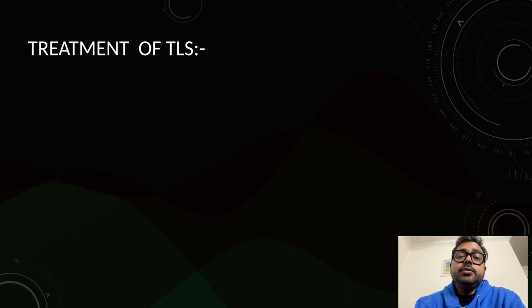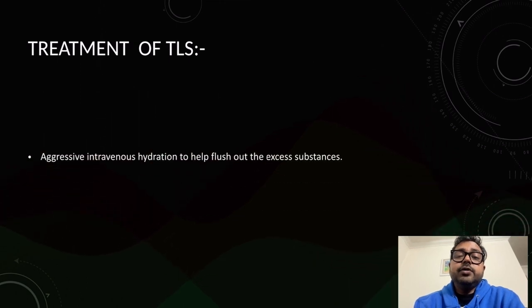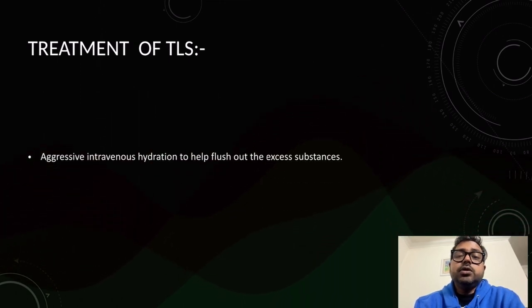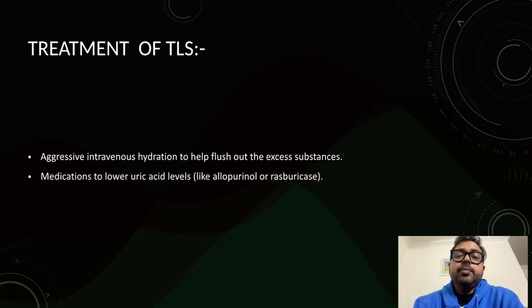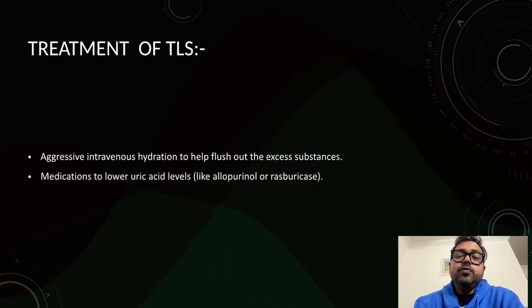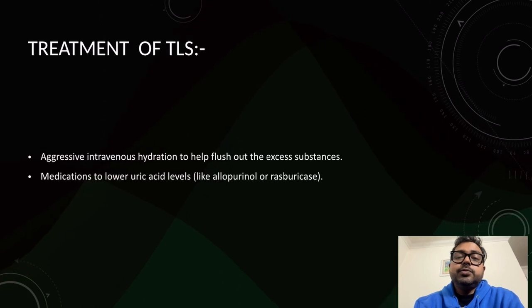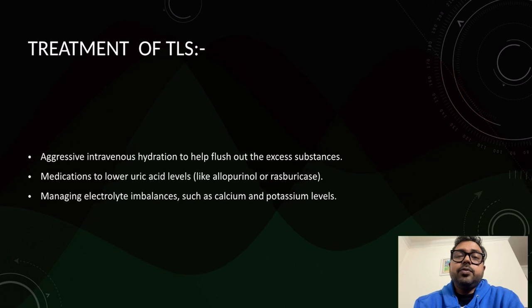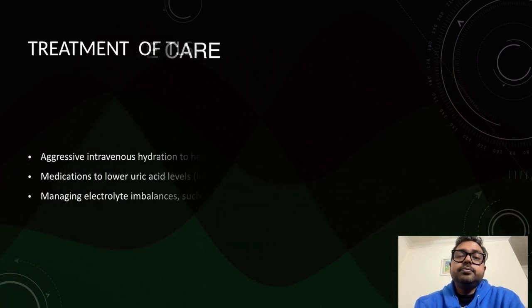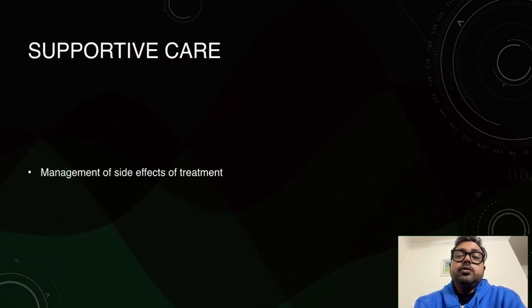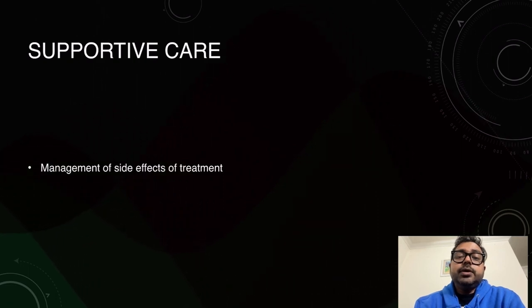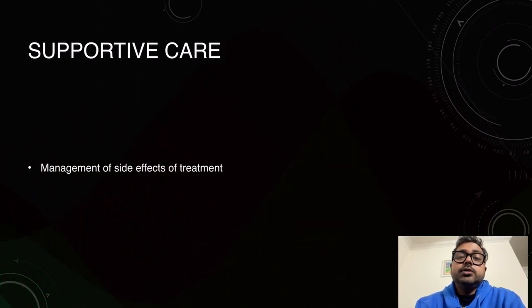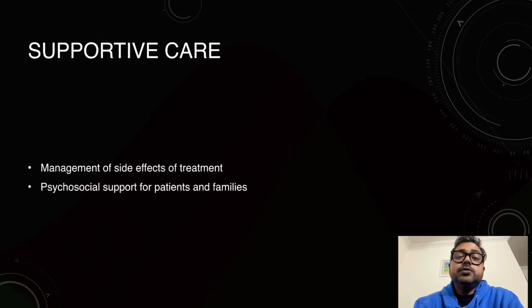What is the treatment? Aggressive intravenous hydration to flush out the excess substances. Medication to lower uric acid levels, like allopurinol and rasburicase. Managing electrolyte imbalance such as calcium and potassium levels. For ALL treatment, you have to manage the side effects of the treatment, as well as provide psychosocial support for the family.